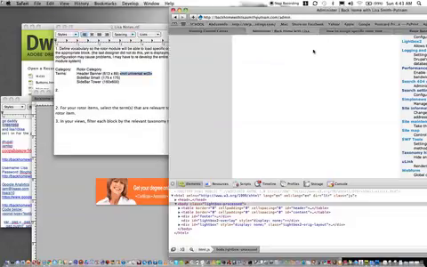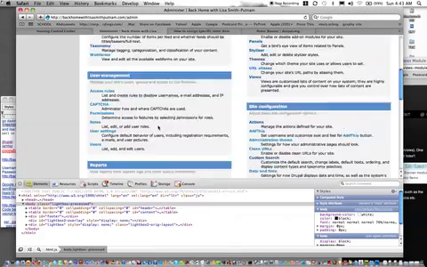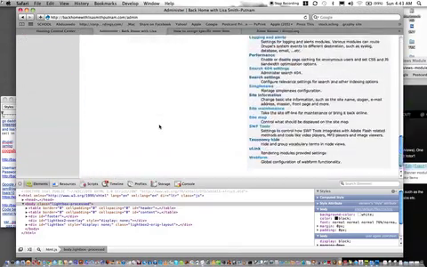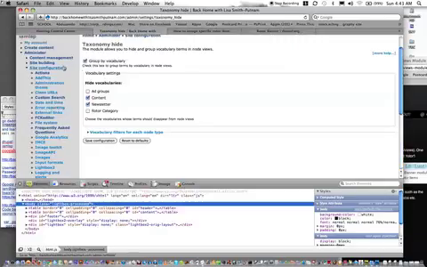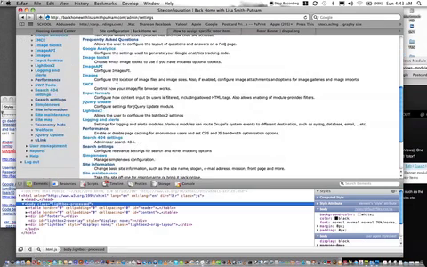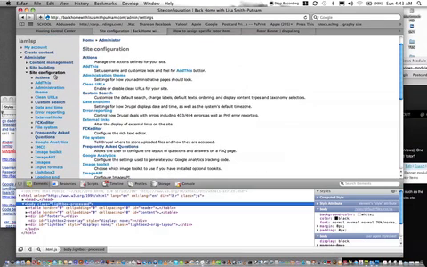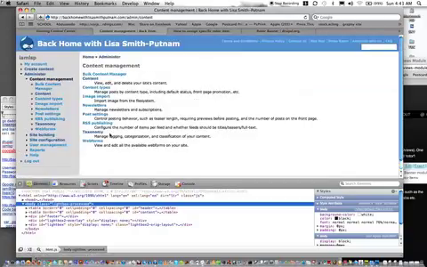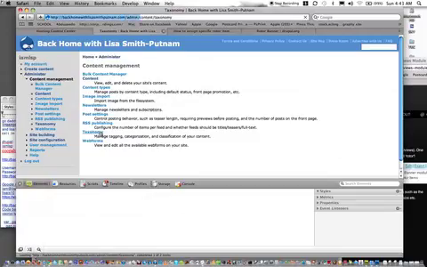What I have to do then, once I get all the categories and everything set up, is go in and look for taxonomy. Where are you? There we are. Taxonomy structure.